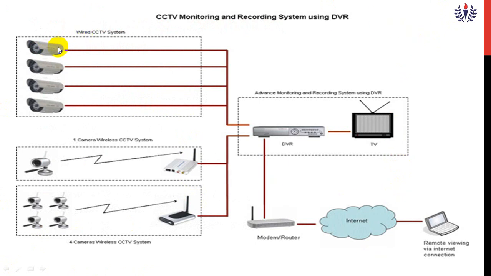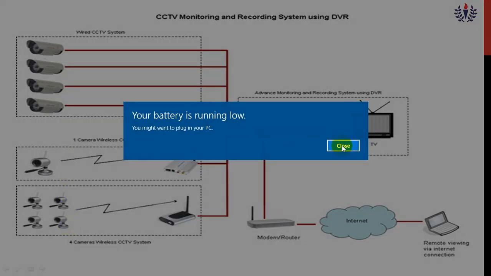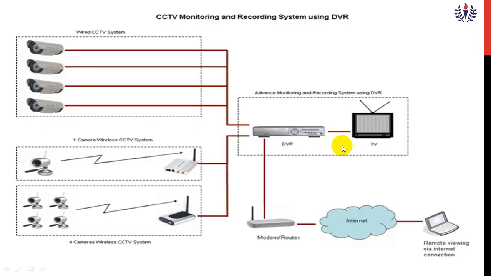So here in the building there are four CCTV cameras and a wireless CCTV camera also fixed here. All the CCTV cameras are connected with the DVR for recording purposes, which is connected with the television system. This camera DVR will be operated by the router or modem using the internet option.